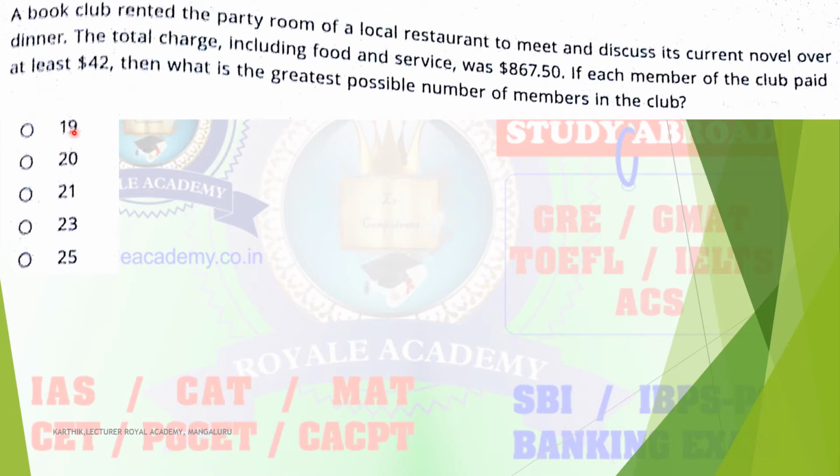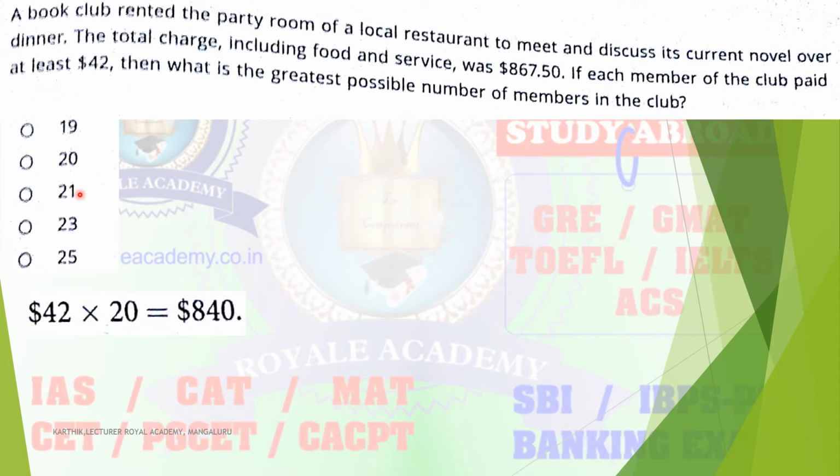Directly go for the options. These are the options. First you should consider 21. So 21 into how much? Each member has to pay $42. So 42 into 21 is how much? 882. Oh, 882. That charge is more than the total. So option 21 is the wrong answer.